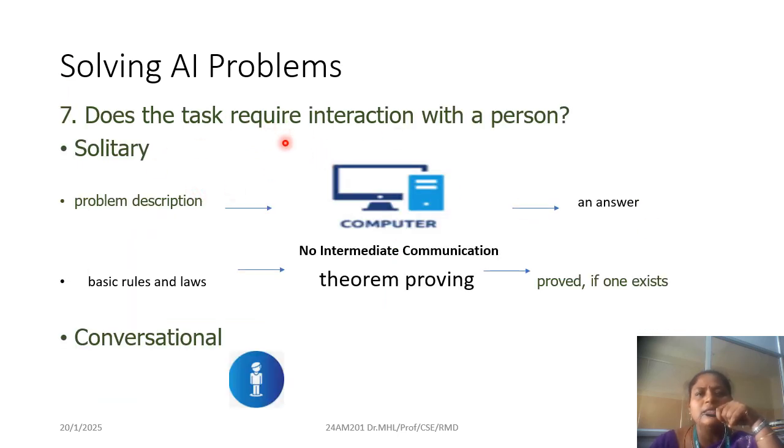Does the task require interaction with a person? This is the next aspect. Should it be a solitary one or is it going to be a conversational one? Solitary means, for example, theorem proving, where you will have basic rules and laws and you will be able to prove it if something like that exists. So you are given a problem description, you feed it to the system and it will give you an answer. But there is another category which is called conversational, where there is a need for the human to play a role in finding out the answer from the given problem description.